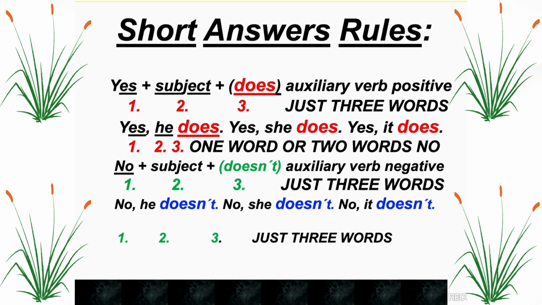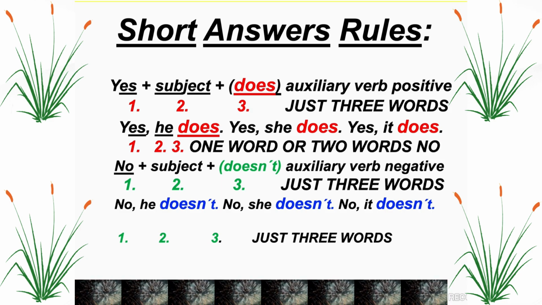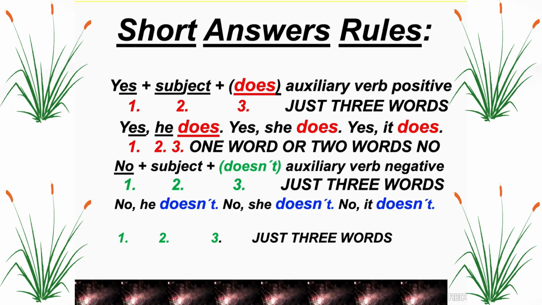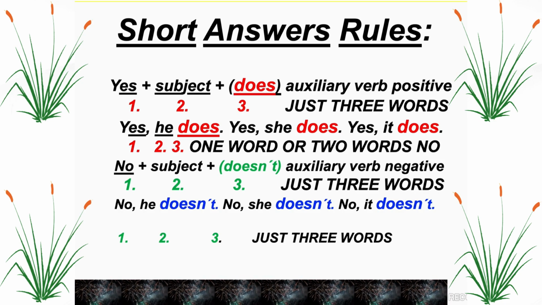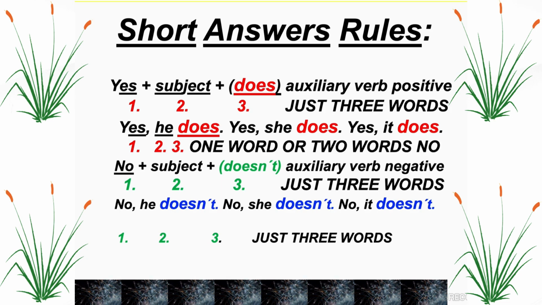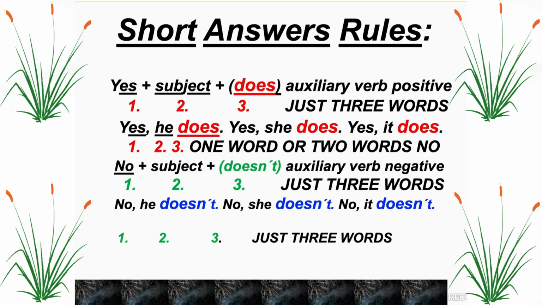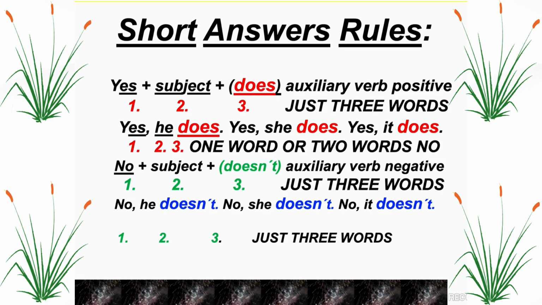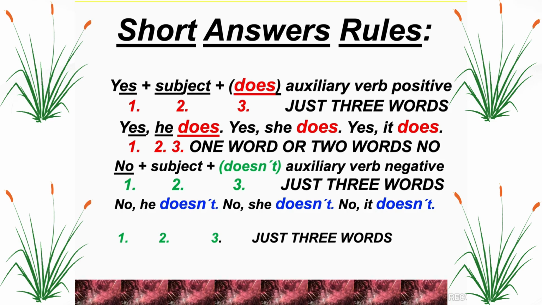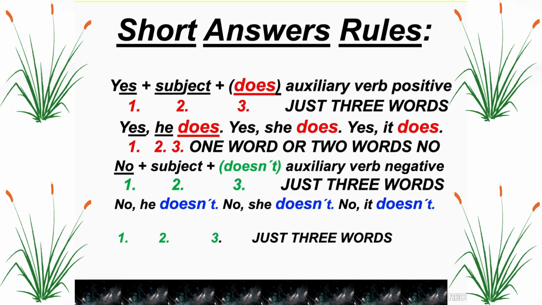So we have yes, subject, and does. For example, yes, he does. Yes, she does. Yes, it does. And in the negative form, no plus subject plus doesn't. Examples: no, he doesn't. No, she doesn't. No, it doesn't. So the most important words in today's lesson are does in the question and does or doesn't in the answer.